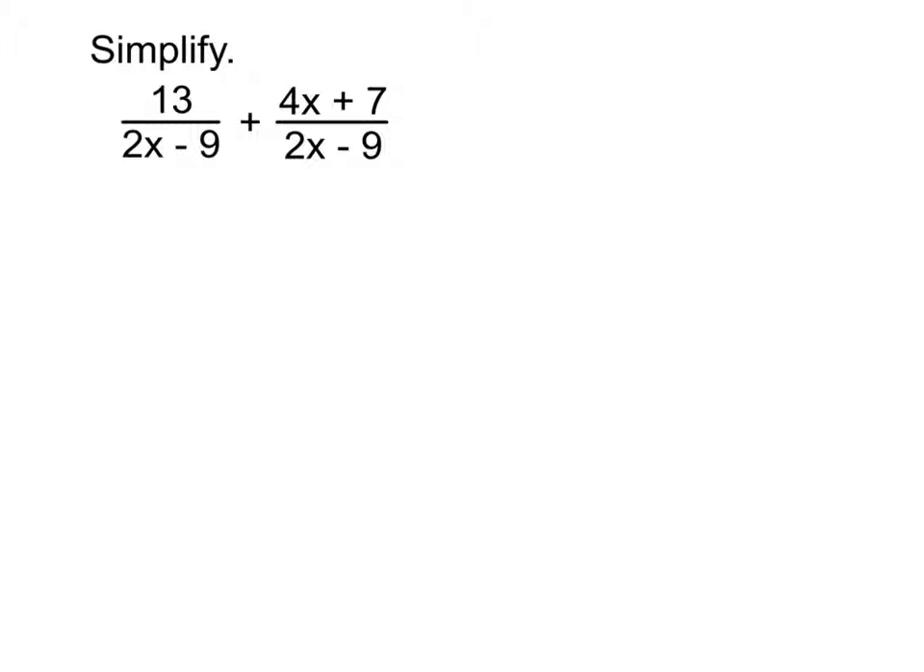When doing that addition on the top, we're combining like terms basically here. So the 13 will combine with the 7. 13 plus 7, of course, is going to be 20. The 4x doesn't combine with anything on its own. And so it all ends up just being 4x plus 20 over 2x minus 9.